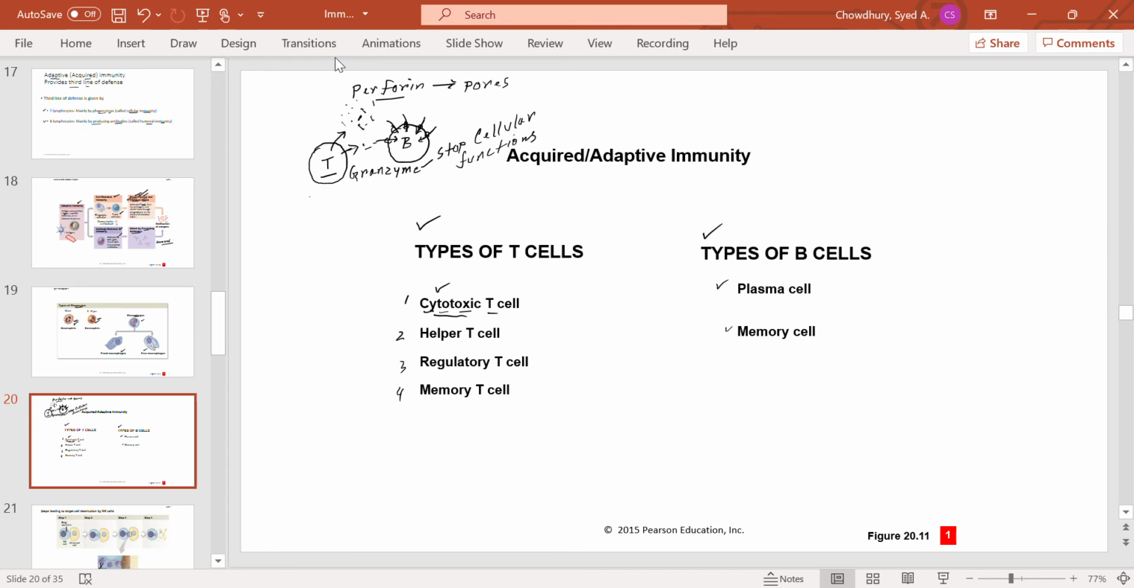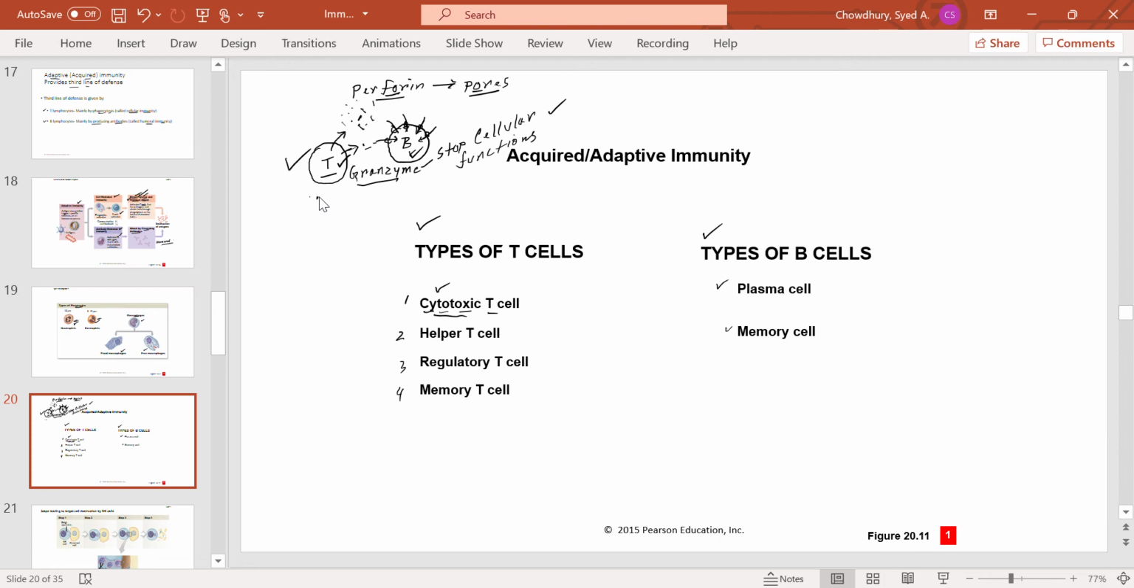Okay, and the cell will die. So I'm repeating again, this is the cytotoxic T cell. When the abnormal cell or bacteria antigen comes close to it, it will release perforin, and that perforin will get attached to the cell membrane and make many pores. Then the cytotoxic T cell will secrete granzyme, and the granzyme molecules will enter the bacteria or abnormal cell through the pores and will stop its metabolism or cellular functions, so it will die.